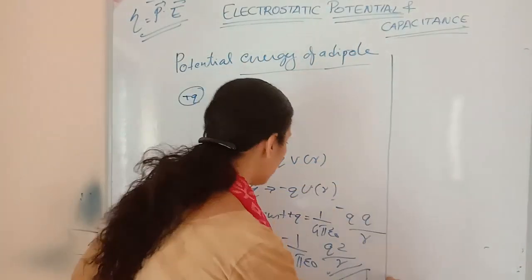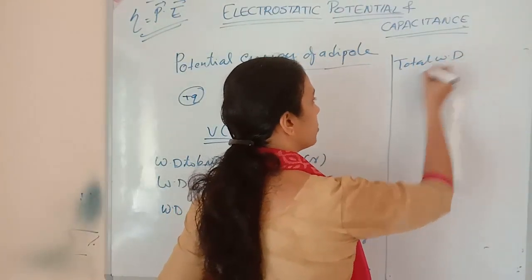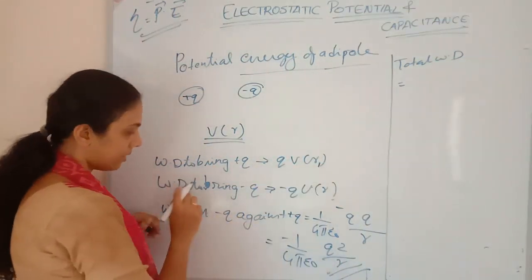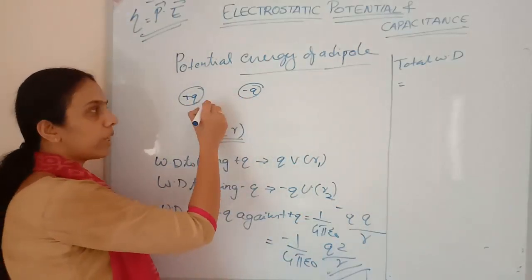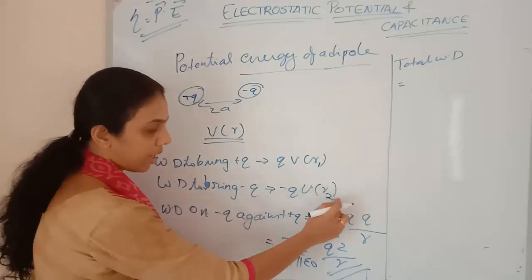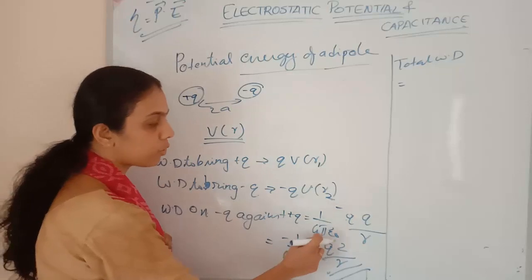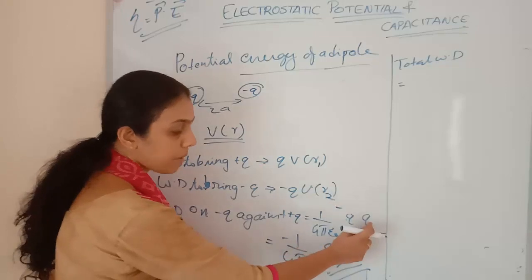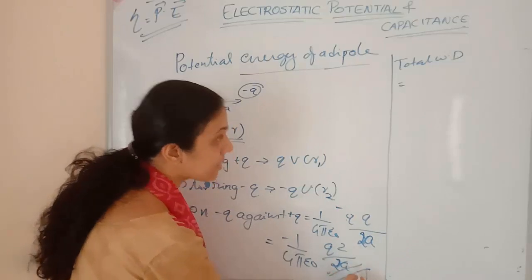Next we are going to find out what the total work done will be. Here, the work done to bring the charge plus q is q into V of r1. The work done to bring minus q is q into V of r2, as it is at a distance of 2a. So this is a dipole. Now, what is the work done on minus q against plus q? 1 by 4 pi epsilon 0 q1 q2 divided by r. q1 is plus q, q2 is minus q. What is the distance between q1 and q2? 2a. So we can write it as 2a here.